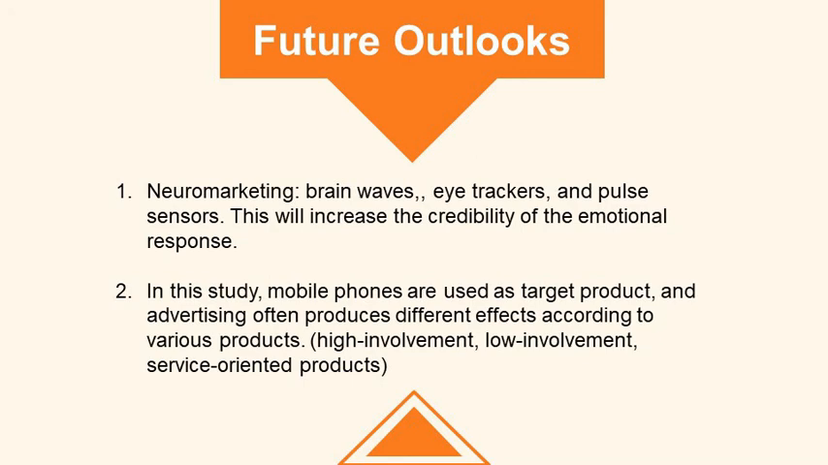In this study, mobile phones are used as the target product, and advertising often produces different effects according to various products. The consumer decision process to purchase high-involvement products is still dominated by rational cognitive processes. Whether emotional advertising will have a higher role and impact on high-involvement products in the future, such as car ads and diamond ads, and also low-involvement products, such as snacks, daily groceries and service-oriented products. This kind of intangible product needs more research investment in future emotional advertisements.